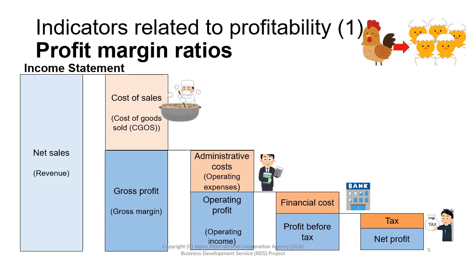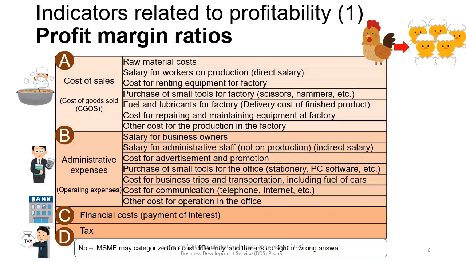Do you remember this slide? It's a visual image of an income statement. Let me mark A, B, C, D to these items. For each of these items A to D, different costs go into them. For example, take a look at cost of sales. Under cost of sales are raw material costs or salary of workers that work on production. They are all costs to make the products.